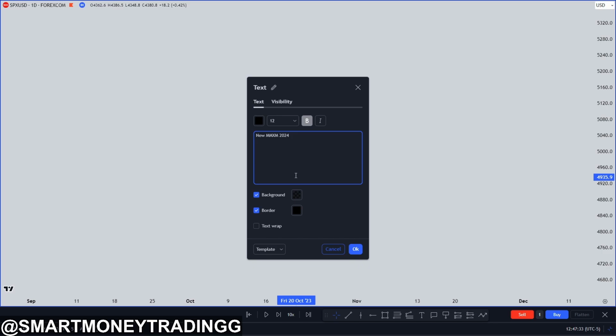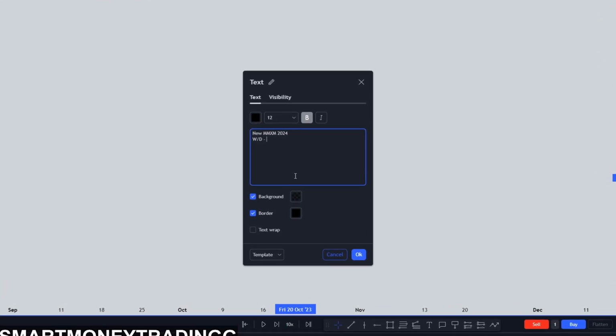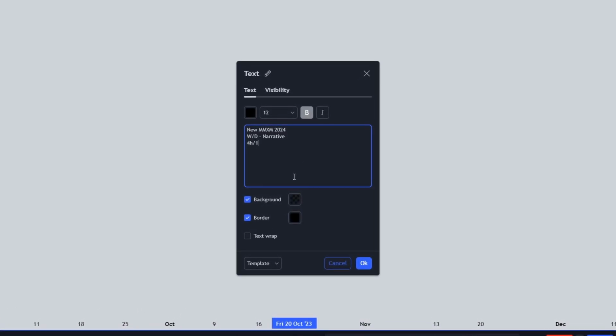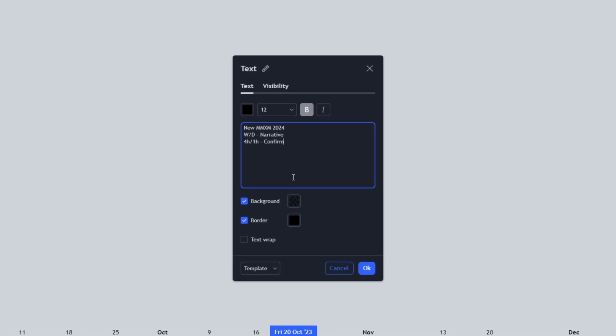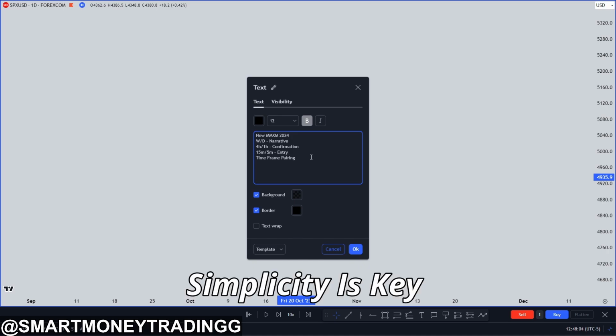So I'm going to look for basically a weekly / daily narrative. That's what I call it. And then eventually the 4-hour / 1-hour confirmation from that narrative PD array, and then 15 minutes to 5-minute entry, and then eventually we are time frame pairing. So if we find a PD array on the weekly, we drop down to the 4-hour, and then down to the 15-minute, or if we find one on the daily, go to the 1-hour and then the 5-minute. It's as simple as that. I don't overcomplicate it, and I usually skip the time frame that isn't necessary or needed.